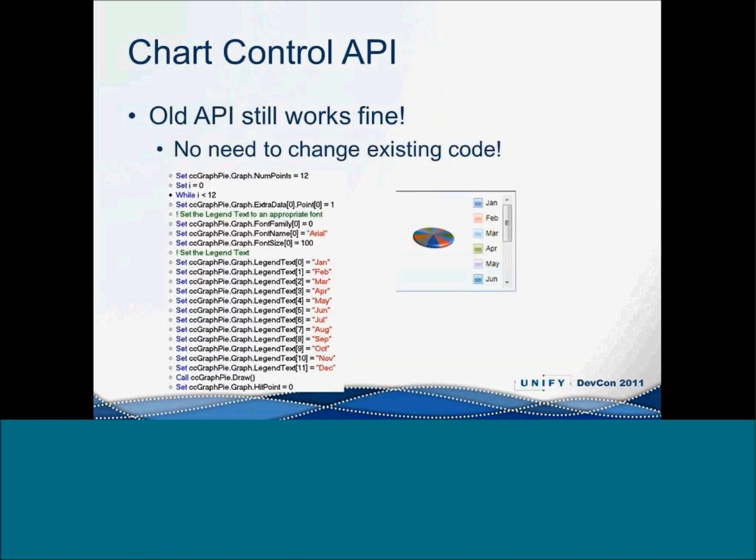So the chart control API is the next very important point. The old API still works fine, so there's no need to change existing code. You can see, for example, this is the old code snippet to display something like a pie or date information from a special month, and we pass some points in an array into this control, and then we set a legend text, we display something, and we draw this charting.